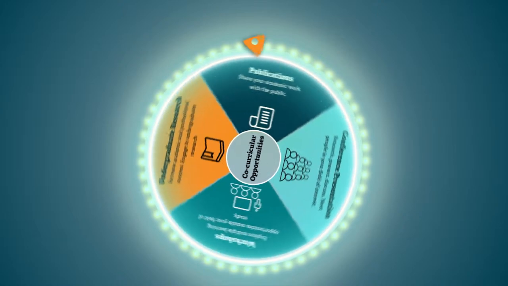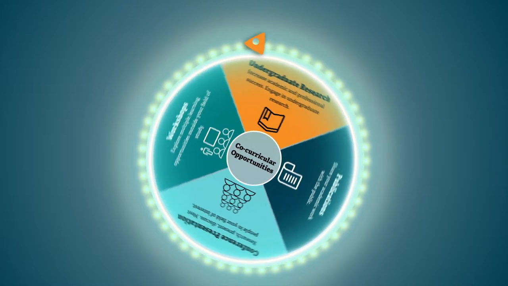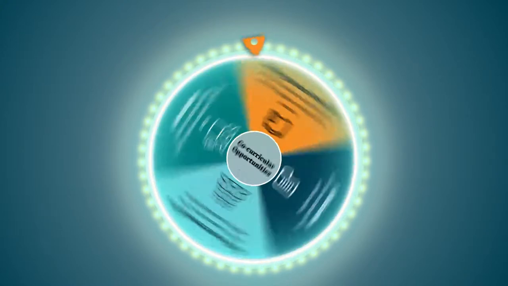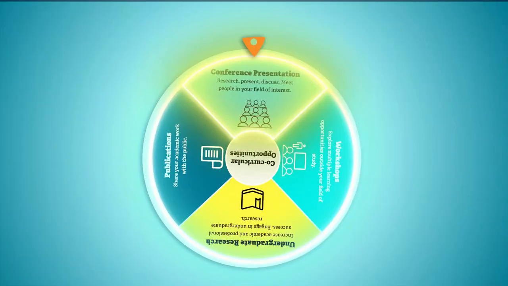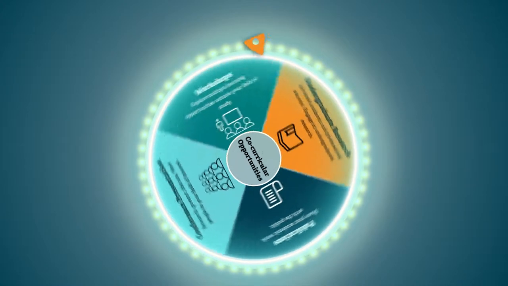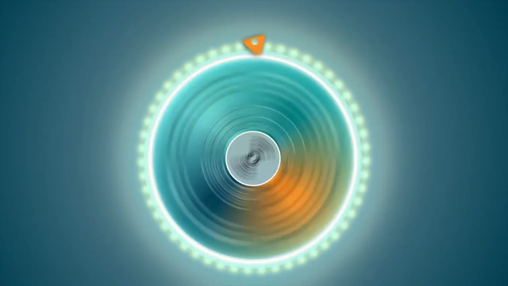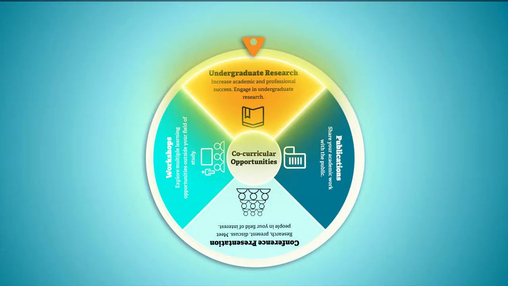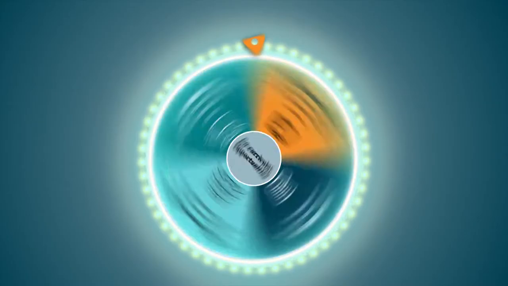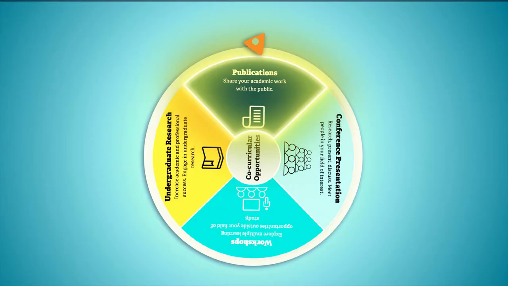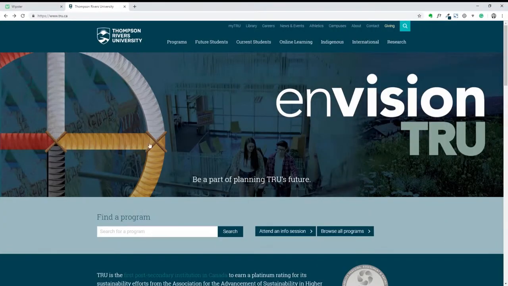Co-curricular experiential learning encompasses forms of not-for-credit learning that complement your formal education, such as conference presentations, where researchers and students present and discuss their work. Workshops, which focus on developing transferable skills. Undergraduate research, for which there are many opportunities at TRU. And publications, which allow students to share their academic work with the world.